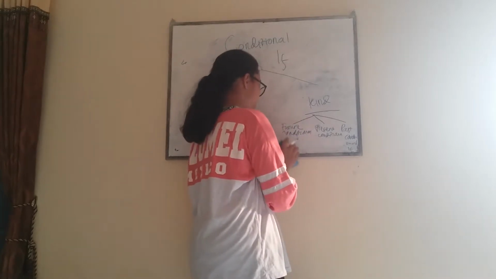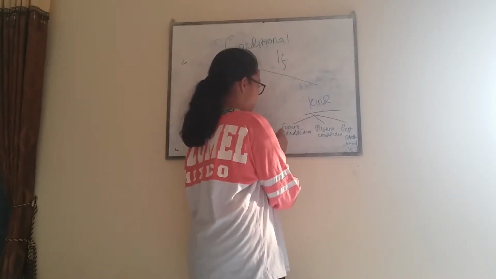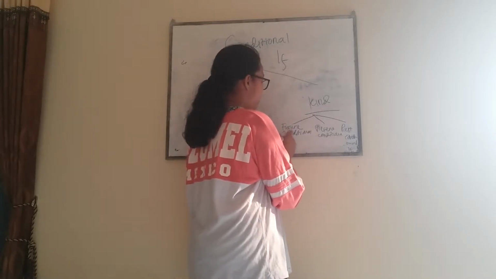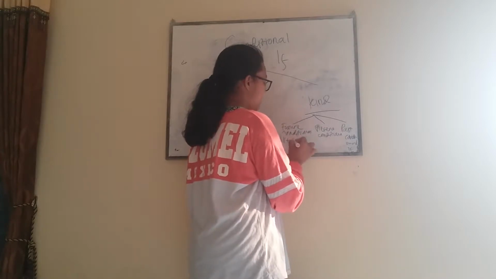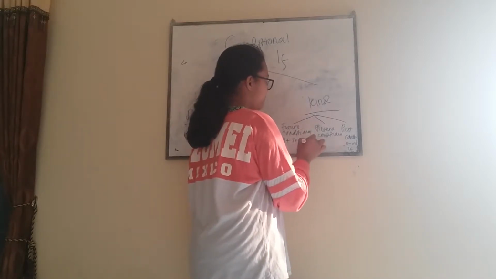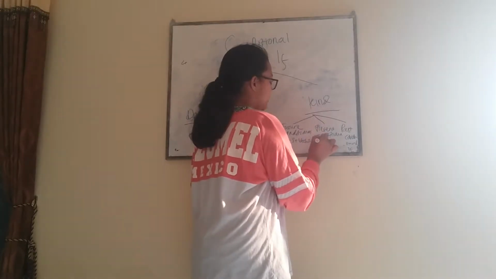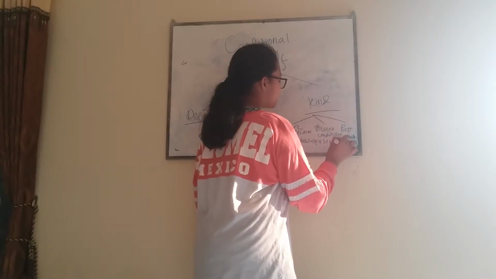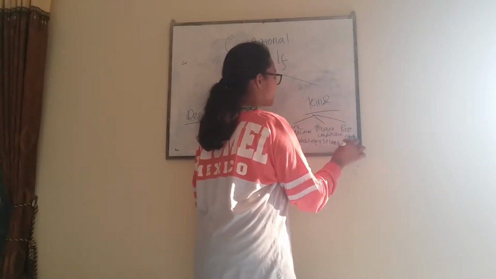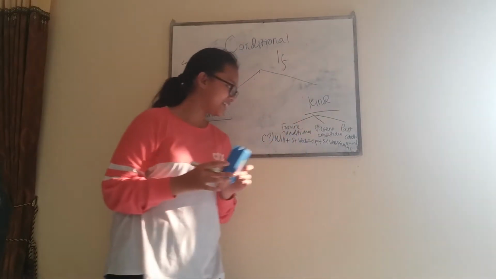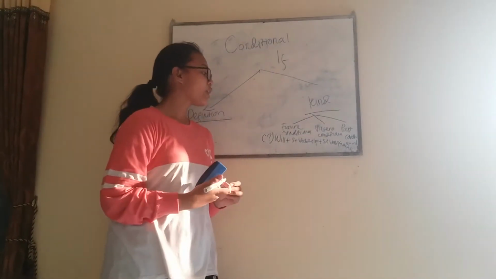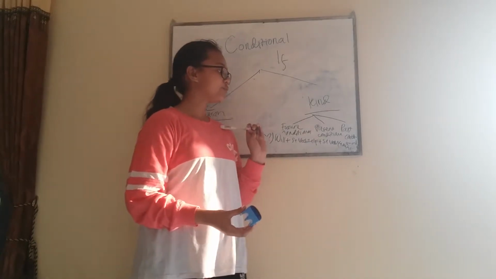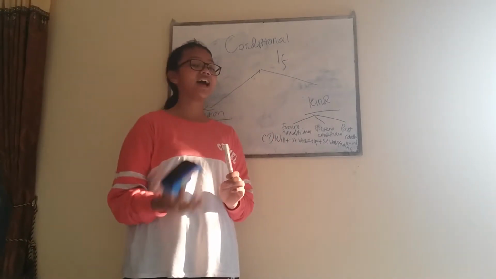And in interrogative, the pattern is will plus subject plus verb 1 plus if plus subject plus verb 1 or plus s or es. For the example, will you visit your grandma's house if you go to Jakarta next time?